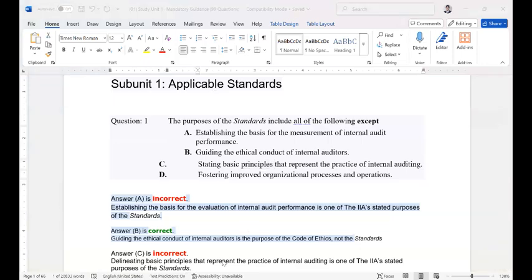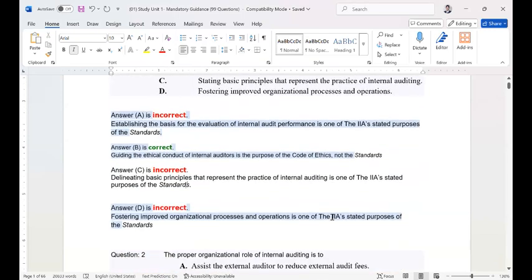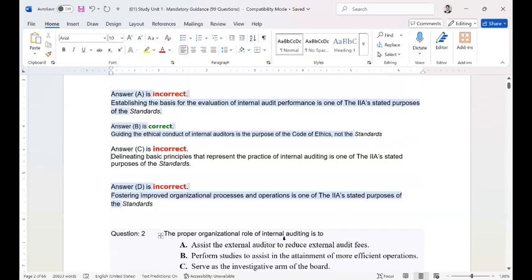Then fostering improved organizational operations is also one of the reasons why you have standards, right? Yeah. If you look at your note, somewhere they have given you the slides, the purposes of the standards. And fostering improved organizational processes. I think it's about improving organizational processes, improving operations, mainly done through evaluating the effectiveness of governance, risk management, and control processes. So can you see now the questions are not that straightforward.